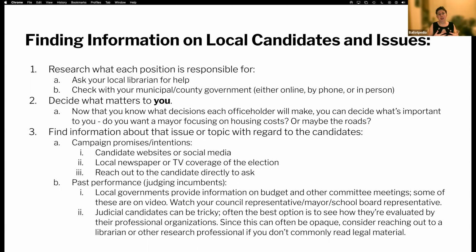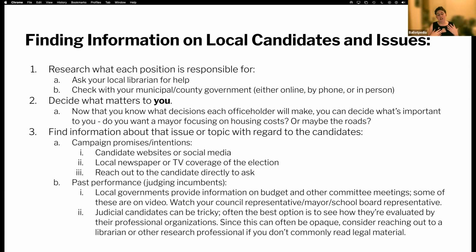Another particularly tricky area can be judicial candidates. Judicial candidates can be very tricky to research, particularly since those elections are commonly nonpartisan. So the candidates are not required to affiliate themselves with a political party. If you use that as one of your guides to knowing who to vote for, that doesn't help you.